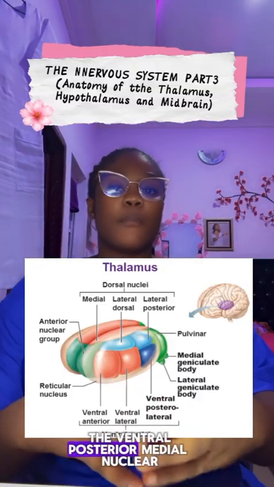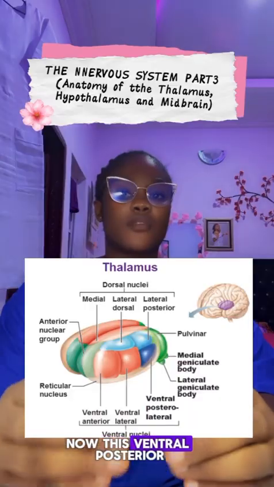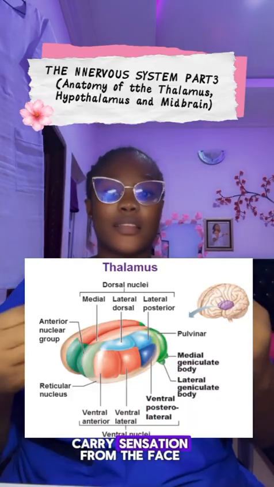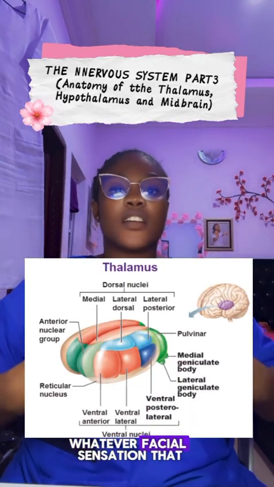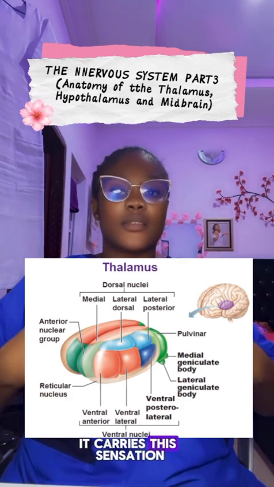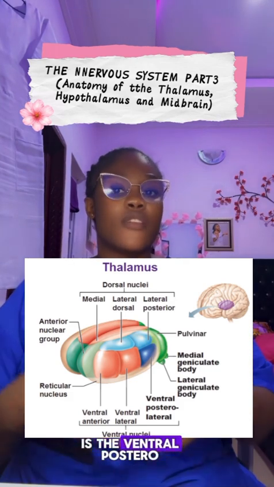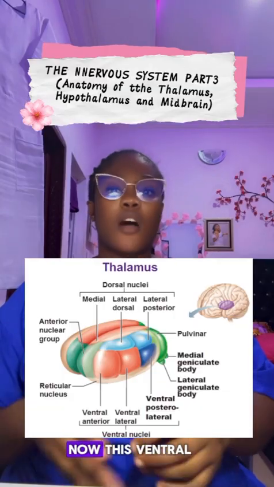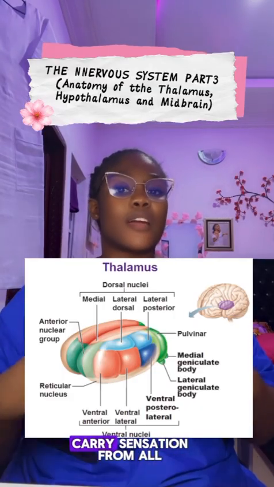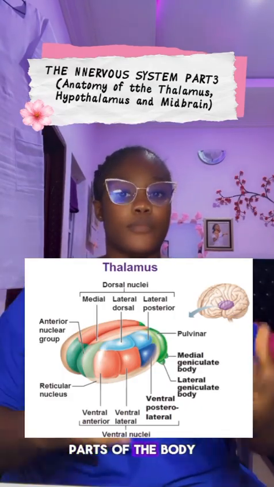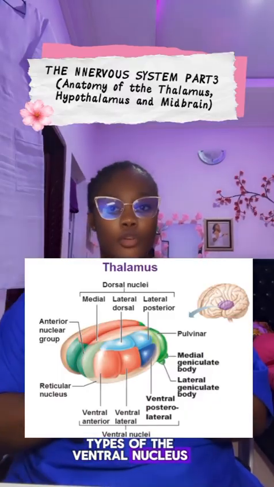Now we talk about the ventral posterior-medial nuclei. Now this ventral posterior-medial nuclei helps to carry sensation from the face. Whatever facial sensation that you feel, it carries the sensation. Now the last one is the ventral posterolateral nuclei. Now this ventral posterolateral nuclei helps to carry sensation from all parts of the body. So those are the types of the ventral nuclei.